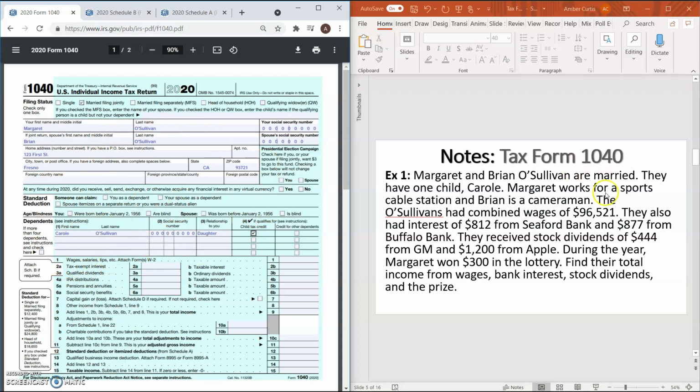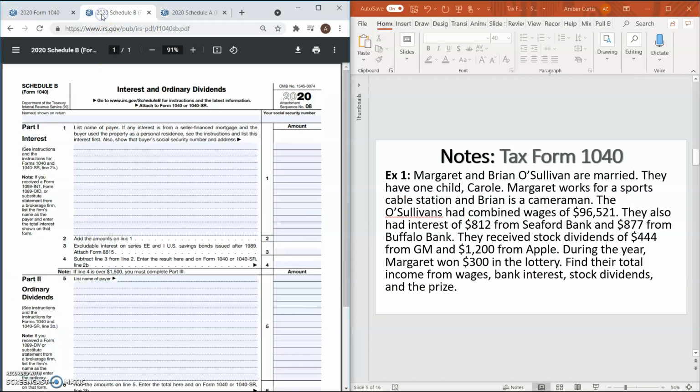Now, according to the problem, their combined wages are $96,521. So that's going to go on line 1. Now, because the O'Sullivans have dividends and interest that total over $1,500, they must use Schedule B to calculate the totals. So let's jump to that.